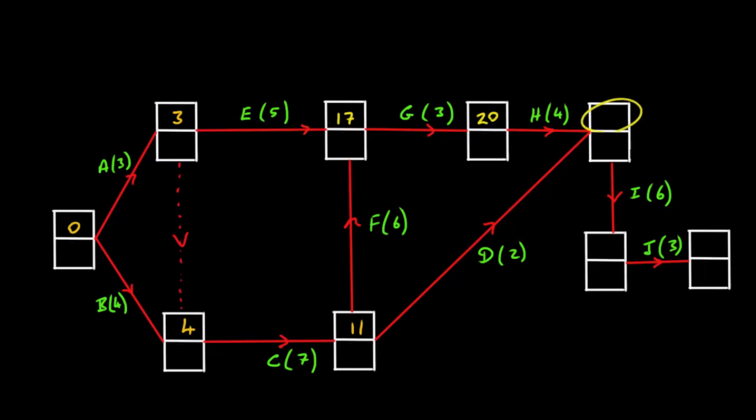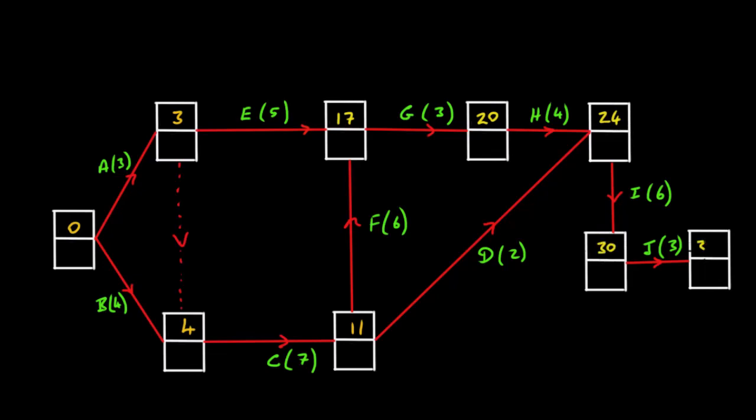And out here again, we've got 2 options. We've got this one and this one here. So we've got 20 plus 4, which is 24. And we've got 11 plus 2, which is 13. So we're going to take the largest of those 2, which is 24. So 24 goes in there. And then it's straightforward after that. 24 plus 6 is going to be 30.